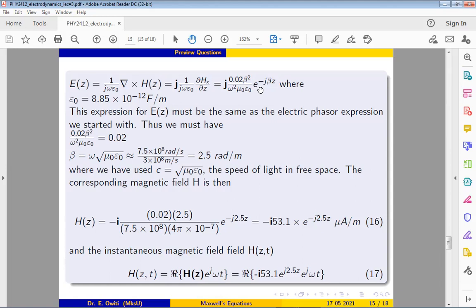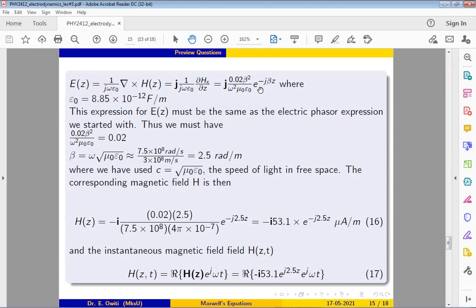So this expression for Ez must be the same as the electric phasor expression we started with. Thus, we must have 0.02 beta squared over omega squared mu naught epsilon naught equals 0.02. So there you can see the substitution that I have made, where we have the speed of light equal to the square root of mu naught over epsilon naught.